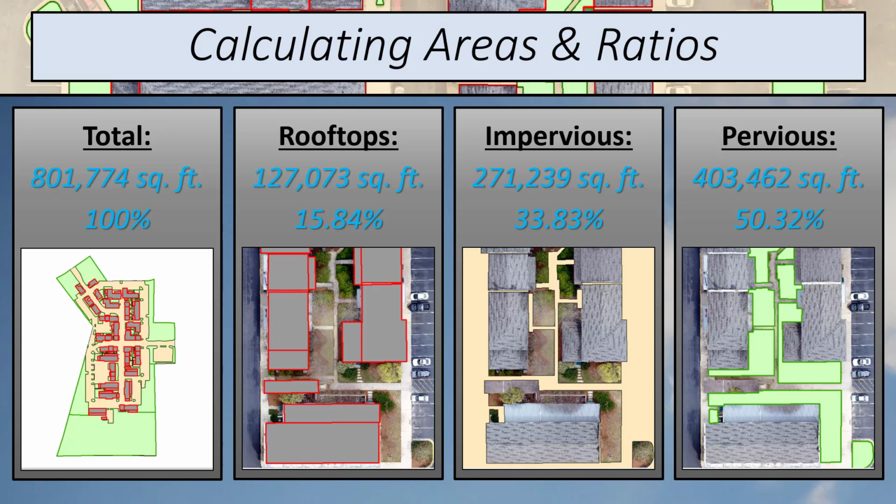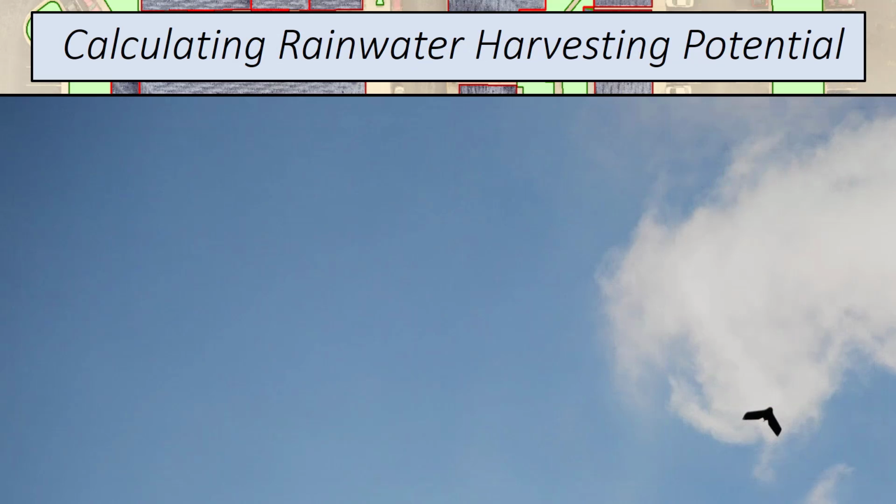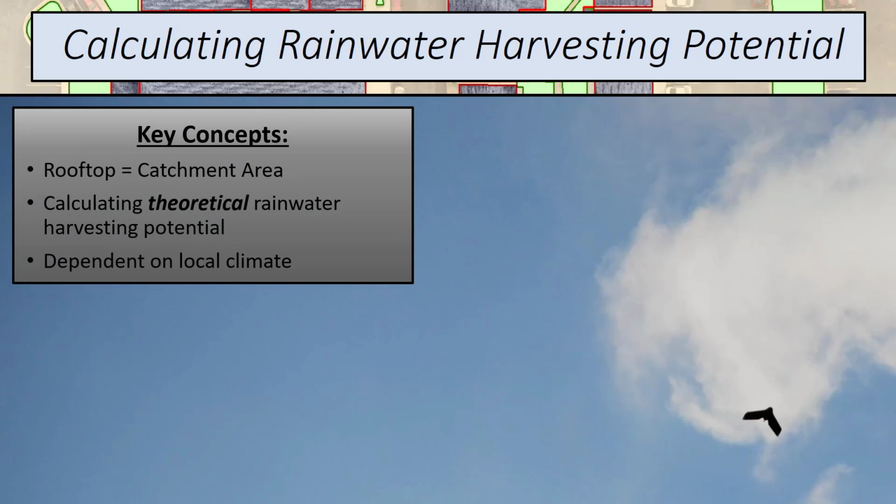its composition. Now that we have our land cover characteristics, we can accurately calculate the rainwater harvesting potential. Before we crunch some numbers, there are just a couple concepts that need to be recognized. The first is that we need to keep in mind we are considering rooftops as our rainwater catchment areas, so we will treat the rooftop class as if it were a catchment area.